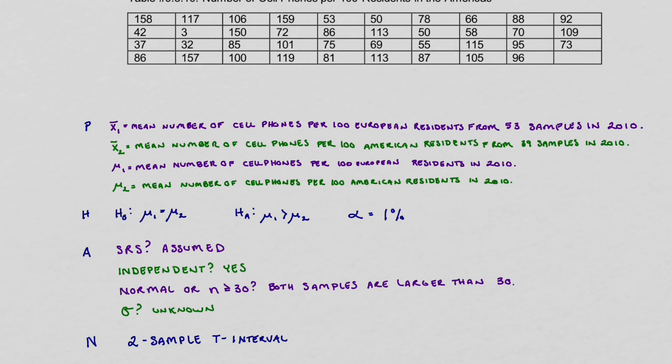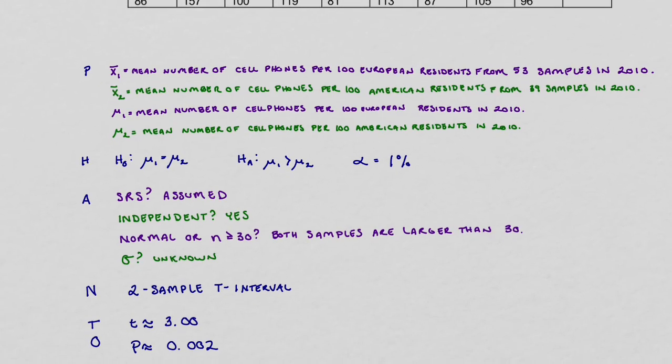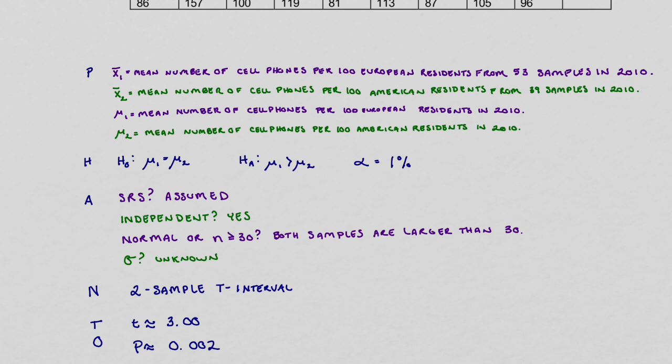So doing that, we found that our test statistic is t equal to about 3 if you round to the second decimal place, and our p-value is about 0.002 if you round to the third decimal place. Now that we have that information, we can go ahead and start making a conclusion.